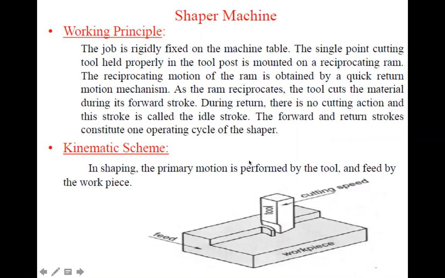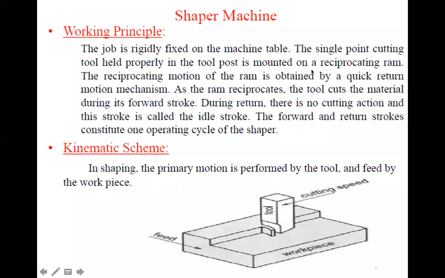Please pay attention. This is typical: the job is rigidly fixed on the machine table. If it is a small workpiece, we use a vise. If it is a big workpiece, we use separate clamps directly, fixed on the table. The workpiece is rigidly held on the table, and the single point cutting tool is held in the tool box, or the tool post.